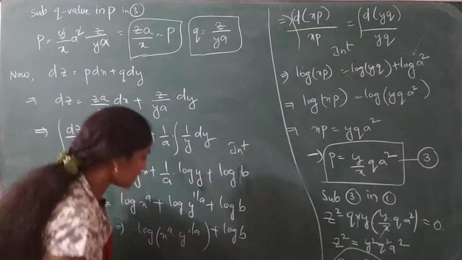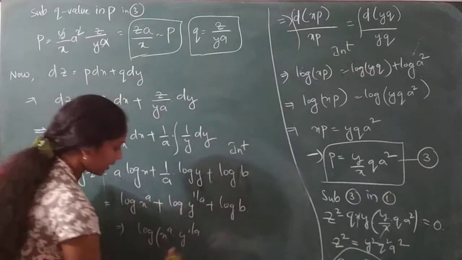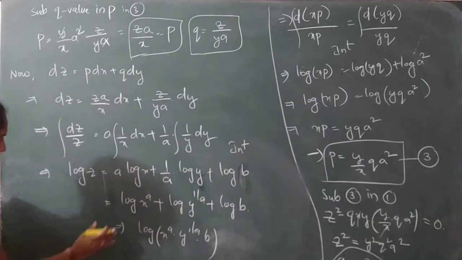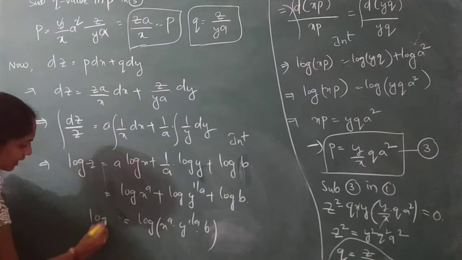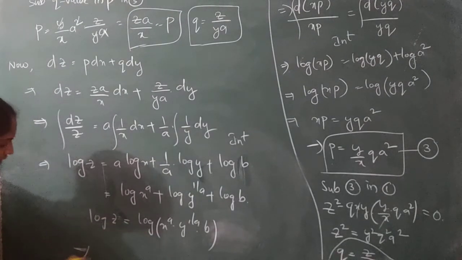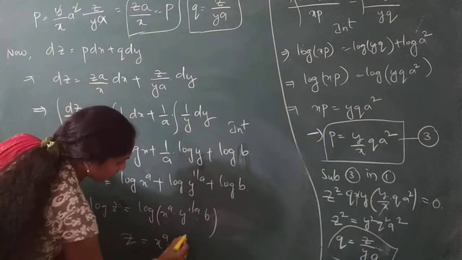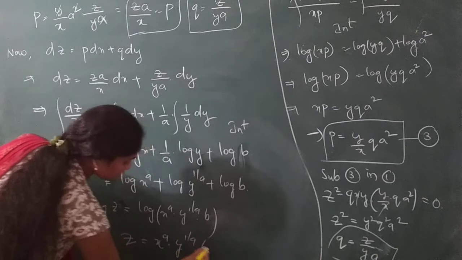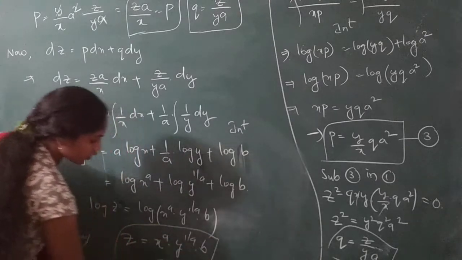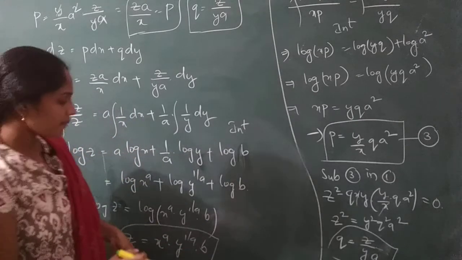So which is the answer? Take into b. So on this side log z. So log is getting cancelled. Our answer is z is equal to x power a into y power 1 by a into b, which is our required solution after using the Charpit's method.